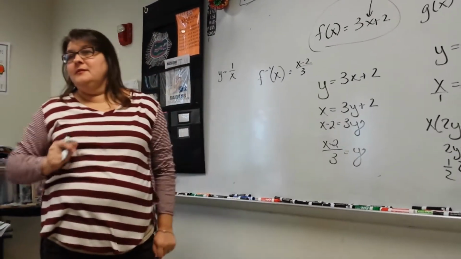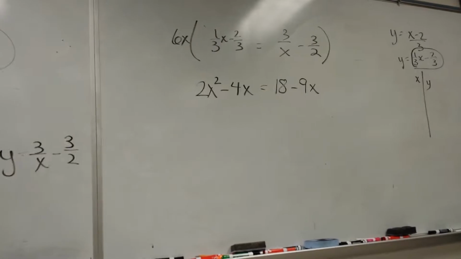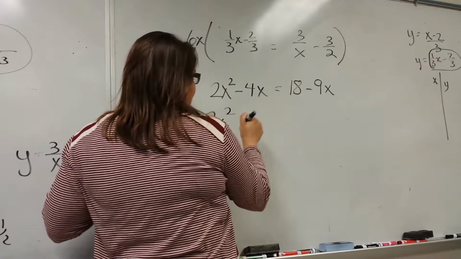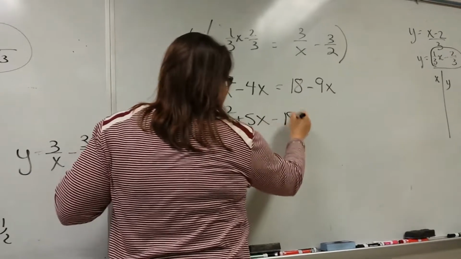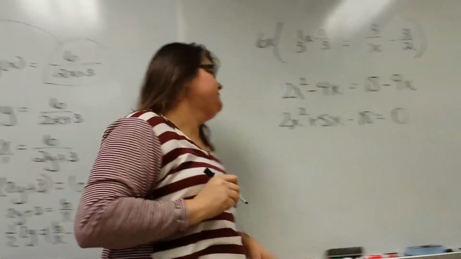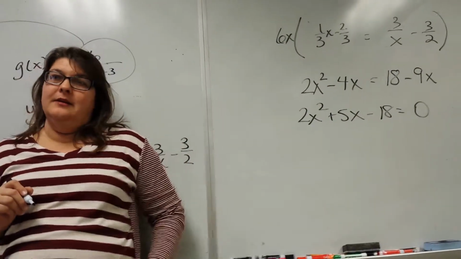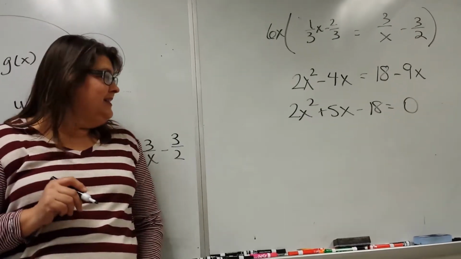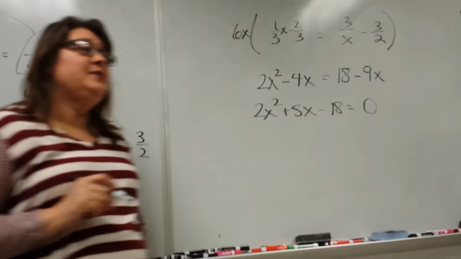It screams trinomial, set it to 0 and factor. Bring it all to one side, right? So add that, I get 5x. Subtract that, 0. And then you factor it however you feel comfortable.